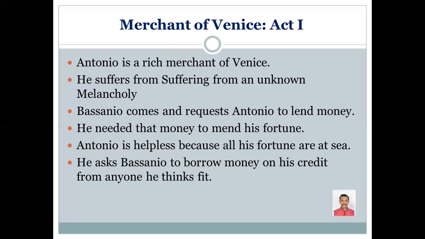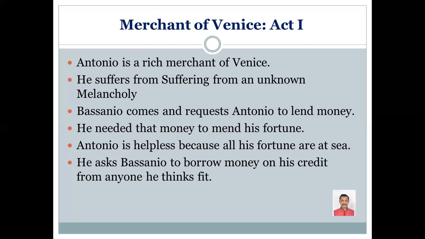But still he says that no problem, I don't have money, but you can go to the creditors who are living in Venice. You can take some loan from them. Bassanio says that no creditor will give a loan in my name because of my reputation. But Antonio says that no problem. You just tell them my name and say that Antonio wants to take that loan, and in my name you can borrow that particular money.